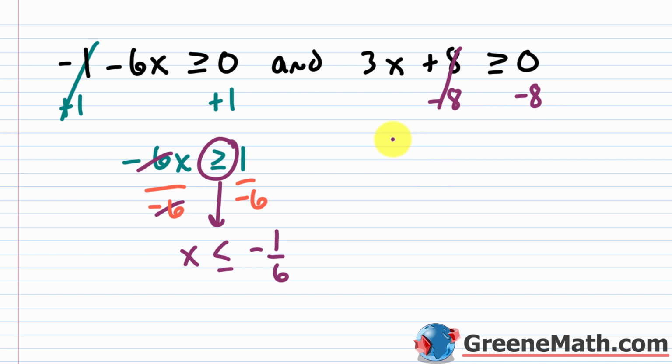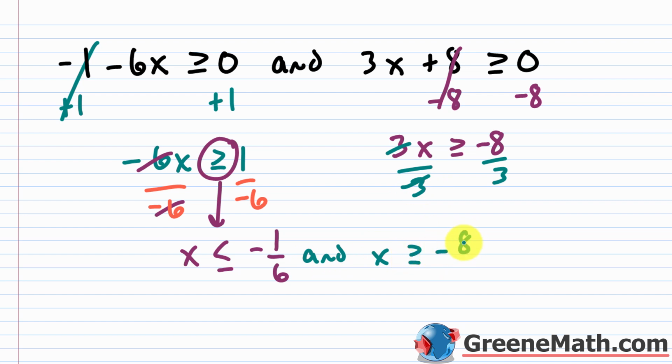Over here, I'm going to subtract 8 away from each side of the inequality. We'll cancel this. We'll say 3x is greater than or equal to -8. And then I'll just divide both sides of the inequality by 3. Cancel this. We'll say the keyword and here, and we'll say x is greater than or equal to -8/3.